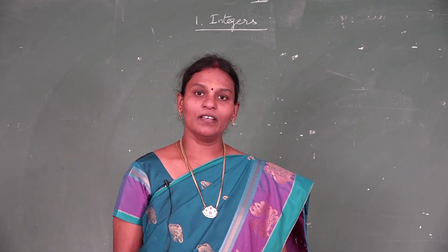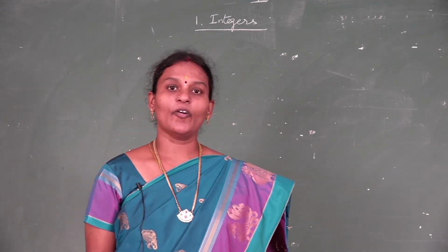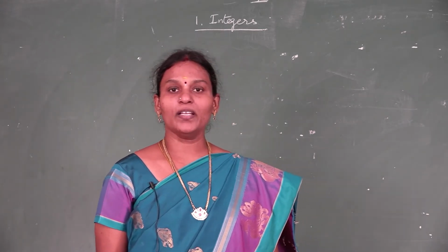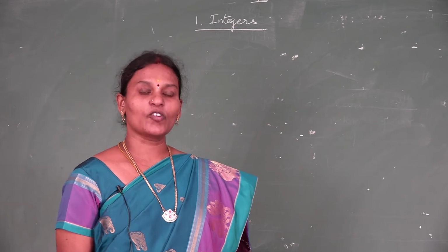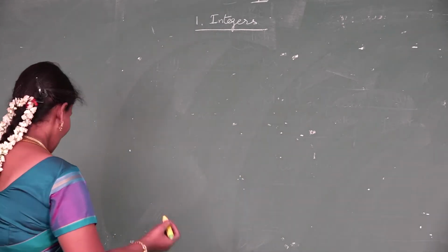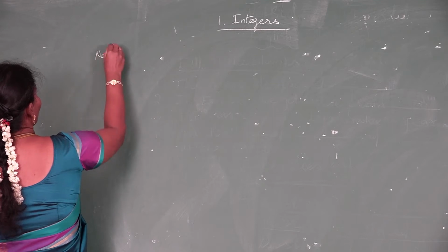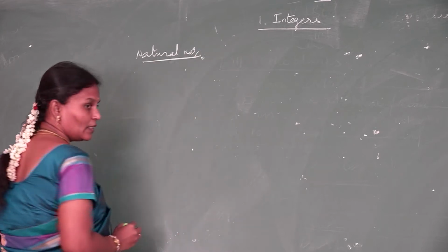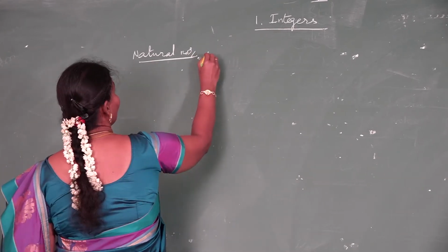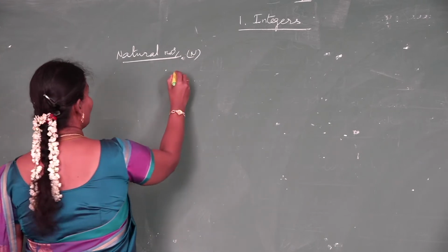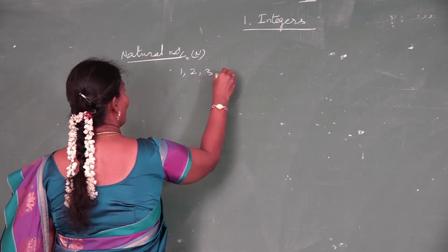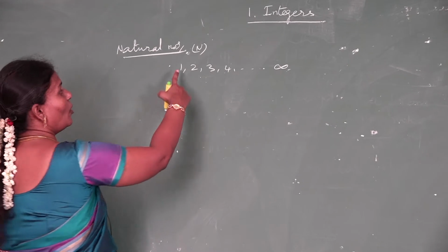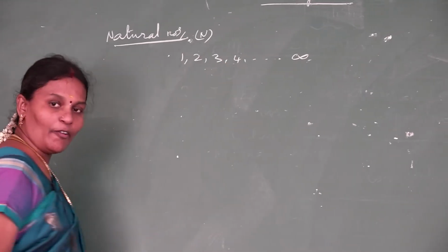So before answering, you must count. How do you count the numbers? 1, 2, 3, 4, like that. So these counting numbers are nothing but natural numbers. What are natural numbers? Natural numbers are represented by the capital letter N. So the natural numbers are 1, 2, 3, 4, etc. to infinite. Here the smallest number is 1, the greatest is infinite.